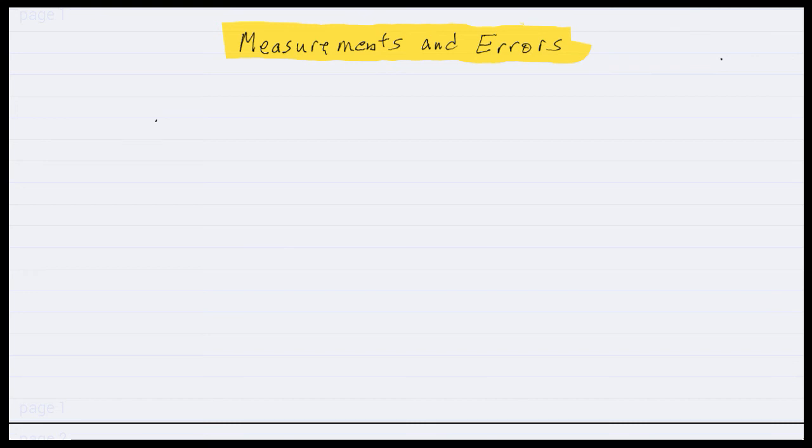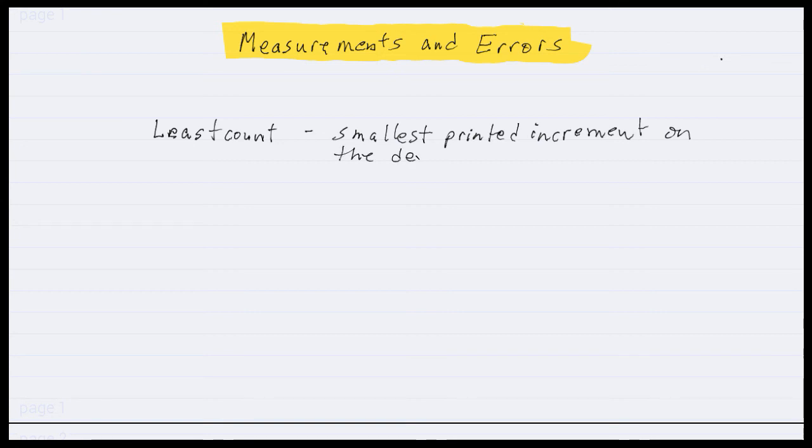So the first thing I want to talk about is something called the least count. And the least count is just the smallest printed increment on the device. Now, the device could be anything. It could be a metric, a digital scale. It could be a ruler, a meter stick. It depends on the device. Okay, so that's the first definition I want to introduce.